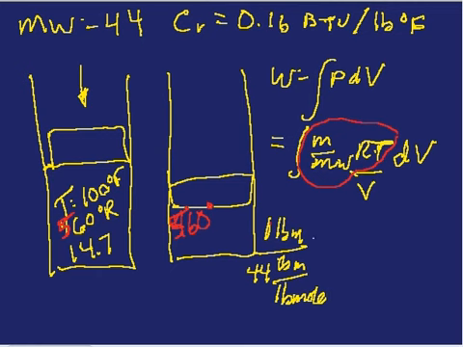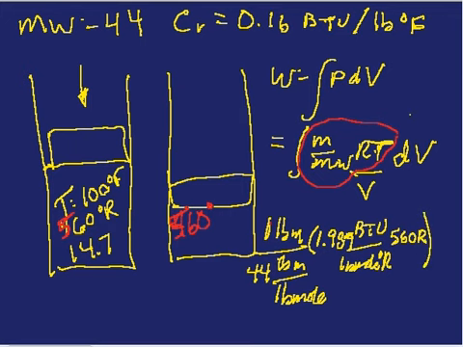divided by the molecular weight, 44 pound mass per pound mole. Let's see, that's times R. And here we've got to be careful with the R. We want this answer in BTUs, so we'll use the R of 1.987 BTUs per pound mole Rankine times the temperature, which is 560 Rankine. All of that's times the integral of dV over V. And that integral comes out to be ln of V2 over V1.